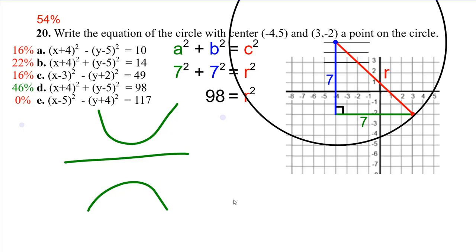Just refocus and make sure you're caught up for this next unit on surface area and volume, and we'll see if we can do better on the next one.